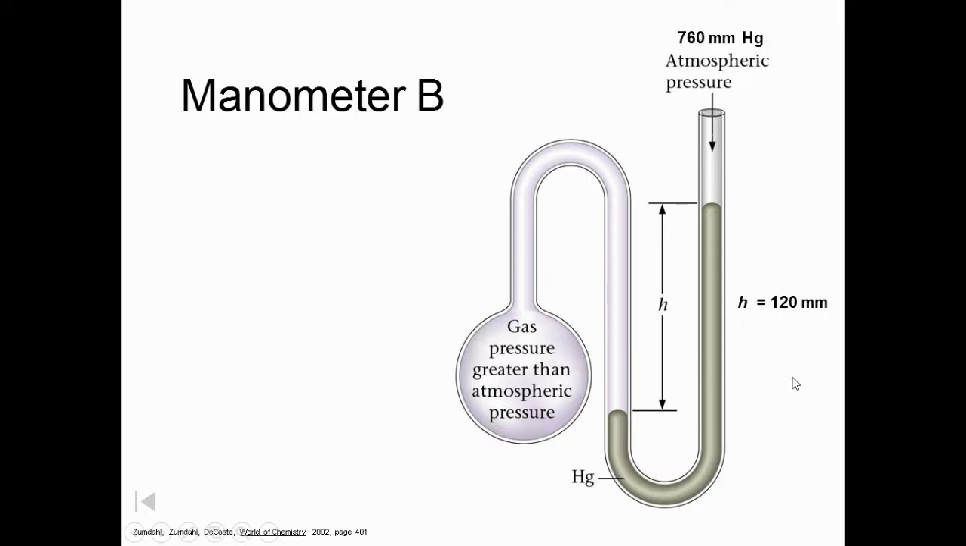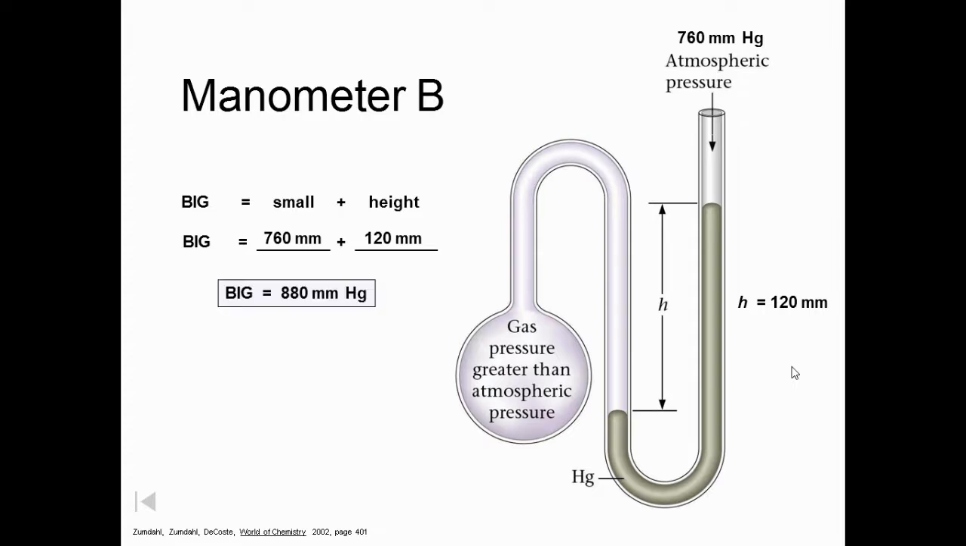And if the height difference is 120 millimeters, we'll still use our same formula, big equals small plus height, but this time we know the small pressure is 760 and we know the height is 120, so the big pressure, the pressure of the confined gas, must be 880 millimeters.